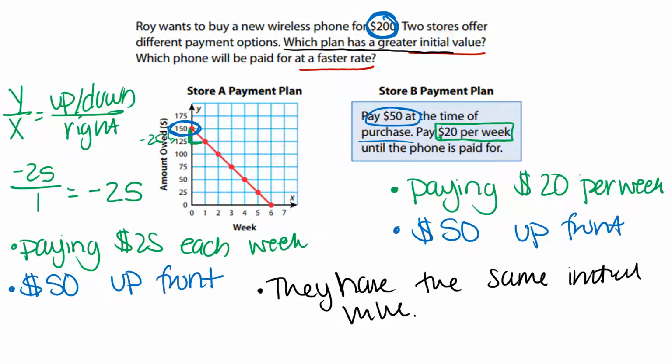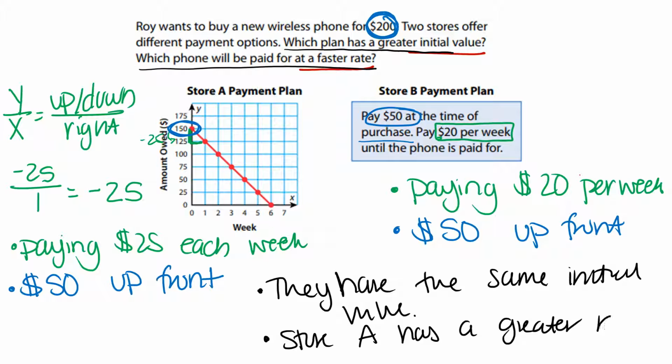They both have to pay $50 up front. Which phone will be paid for at a faster rate? Store A has a greater rate of change. They're paying $25. Store B is paying $20. Store A has a greater rate of change.